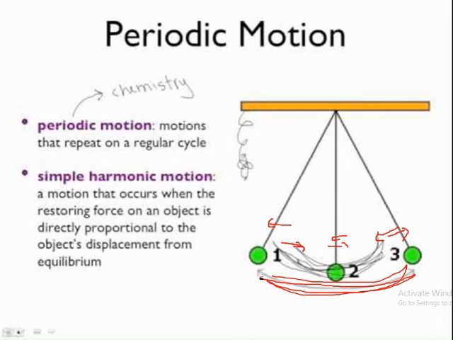But what is periodic motion? The main thing is, what is periodic motion? Periodic motion means if the motion repeats in a regular cycle, it is known as periodic motion. The motion which repeats at a regular interval of time is known as periodic motion.